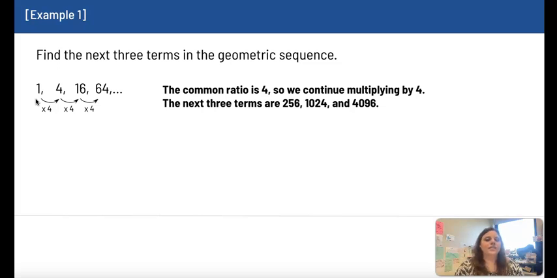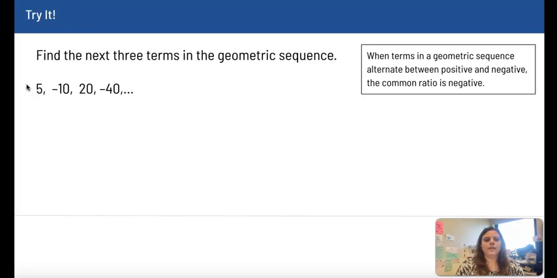Again, to find the common ratio, you take a term and divide it by the previous term. You try. Find the next 3 terms in that geometric sequence. Keep in mind that when terms in a geometric sequence alternate between positive and negative, like this one, the common ratio will be a negative number. So try to find the common ratio as well as the next 3 terms. Pause the video, do your work, and press play to see the answer.